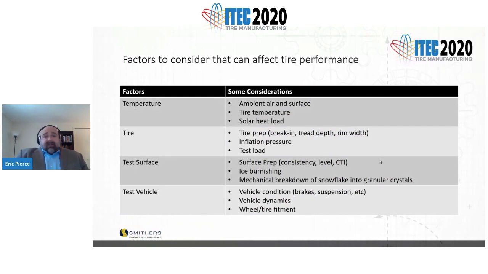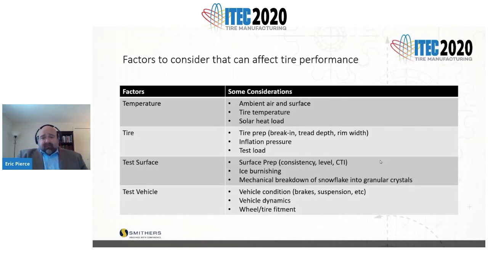So first, we're going to get into the factors that can affect this tire performance. There's a number of factors. This certainly isn't an exhaustive list, but we have temperature: ambient air, surface, the tire temperature, solar heat load. The tire itself, factors include tire prep, how long is the break-in, zero break-in, tread depth, rim width, inflation pressure, as well as test load on the tire.